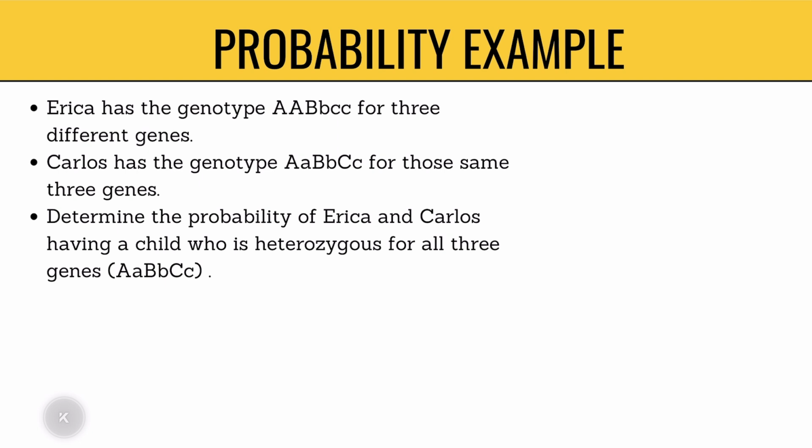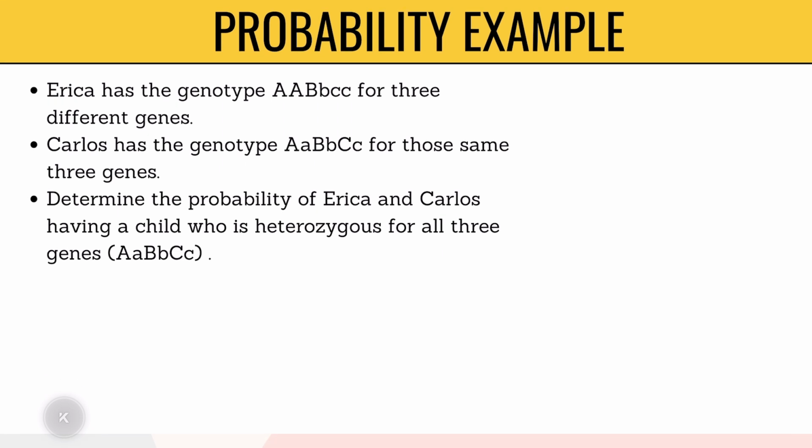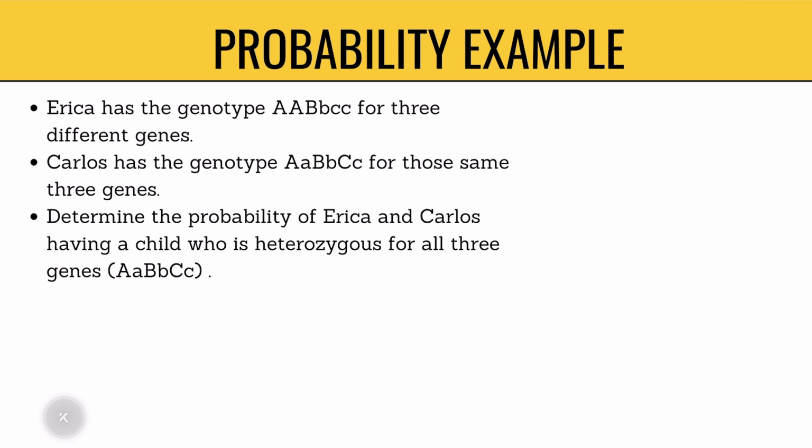So let's work through an example of that. I've got Erica here and she has this genotype. I have 3 different genes here: gene A, gene B, and gene C. Carlos has this genotype for these 3 genes. I'm trying to determine the probability of Erica and Carlos having a child who is heterozygous for all 3.